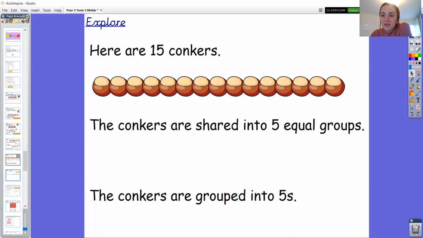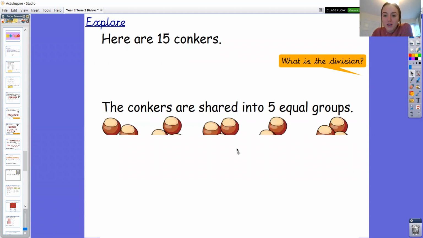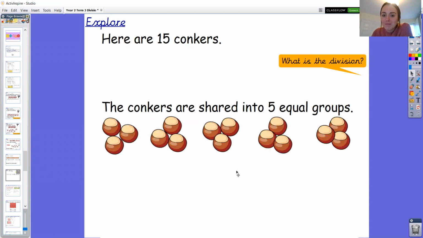Okay, so I'm going to share my thinking with you. Here are 15 conkers. We know that 15 is the whole number. The conkers are shared into 5 equal groups. If you were doing this in your book, I imagine you would have drawn the 5 equal groups and shared the conkers 1 at a time into each equal group. And I'm going to share a picture of what that looks like with conkers.